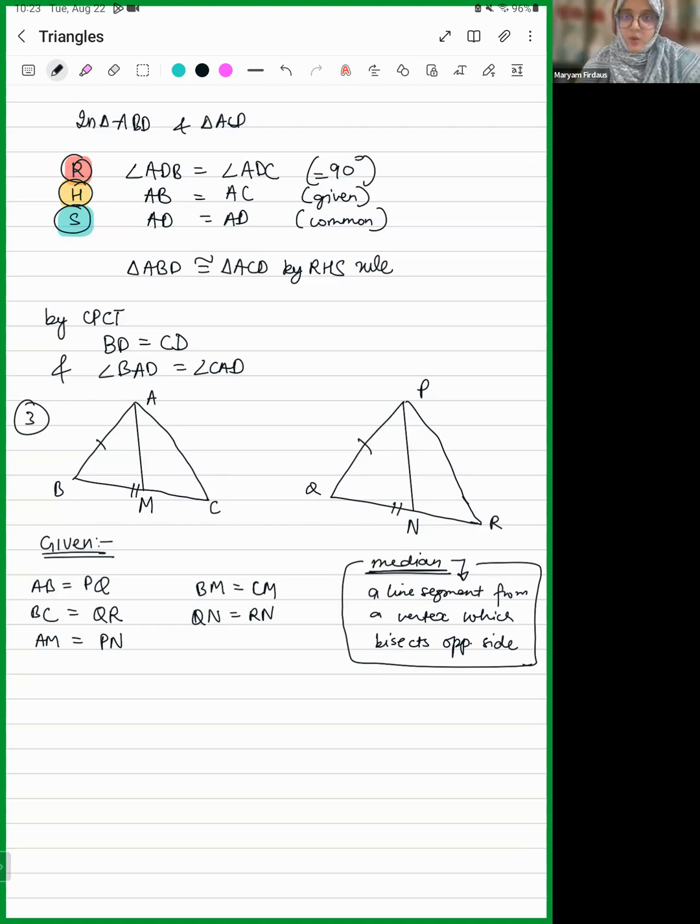Now, what do we have to show? We have to show, first of all, triangle ABM is congruent to triangle PQN. Now, do you think you can do it, Avni? I'll try.